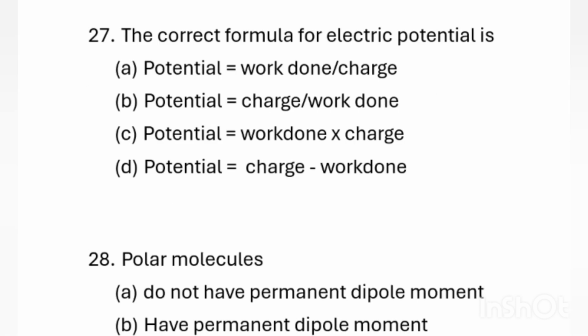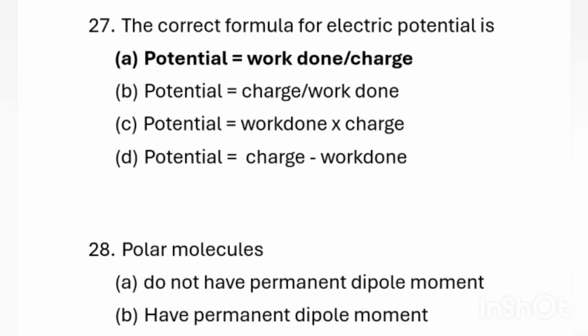Question number 27. The correct formula for electric potential is option A, potential is equal to work done by charge. Option B, potential is equal to charge by work done. Option C, potential is equal to work done into charge. Option D, potential is equal to charge minus work done. Here the correct answer is option A, potential is equal to work done by charge.